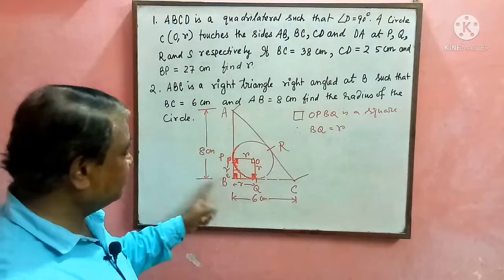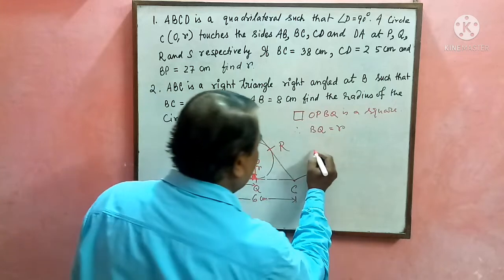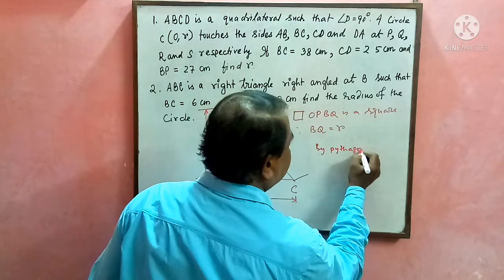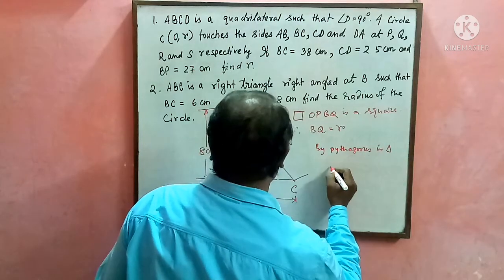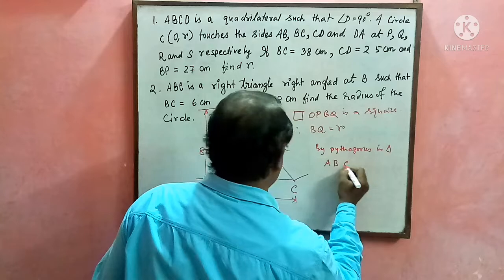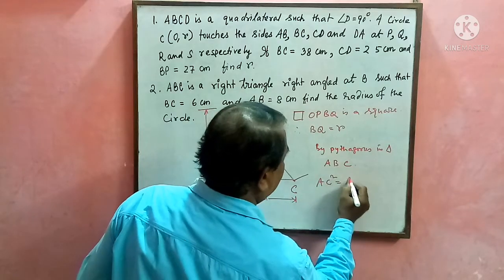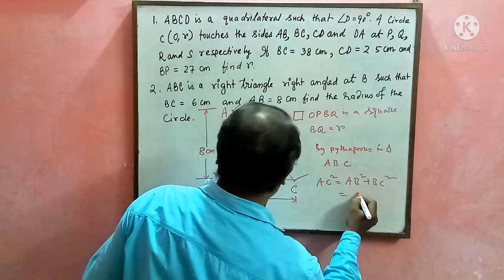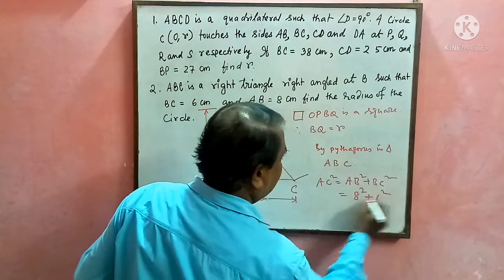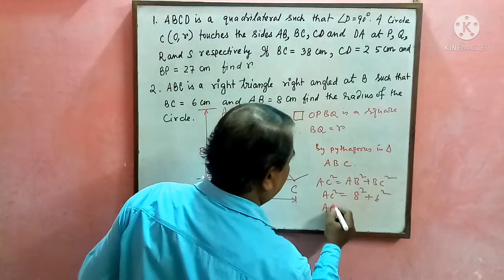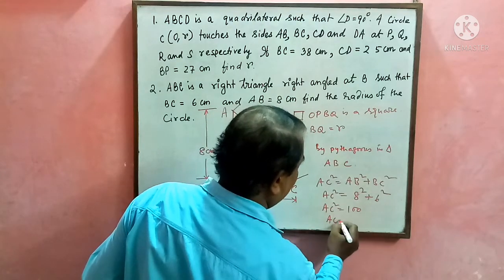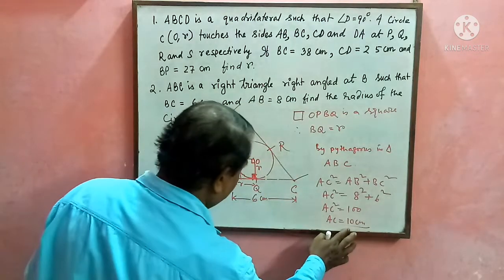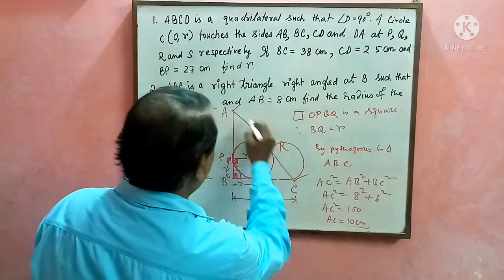Perpendicular AB is 8, BC is 6, so by Pythagoras, in triangle ABC, AC square is equal to AB square plus BC square. You can easily find out, AB is 8 square plus 6 square, this is AC square, and this is nothing but AC square is equal to 100, so AC is equal to 10 centimeter, right? Once you have 10 centimeter, AC is equal to what? RC plus AR.